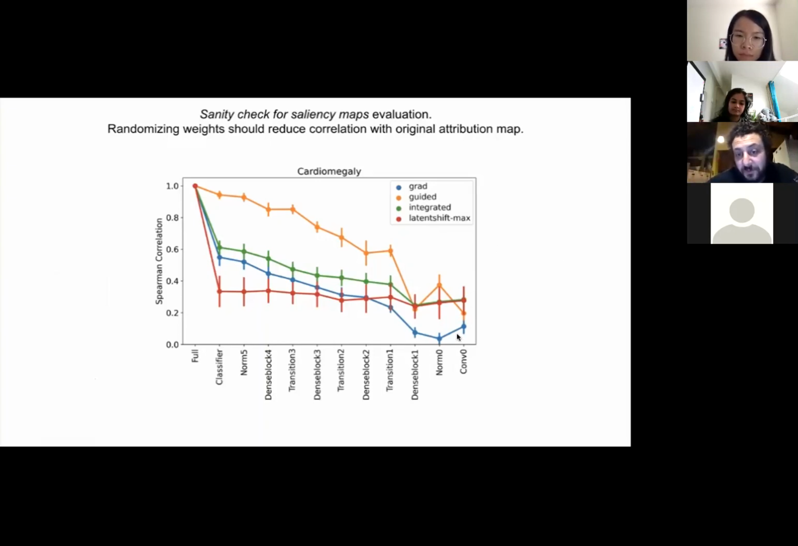So this is a fully randomized model. And you can see there's still a difference, right, between some of these. And then as we go back, we expect more and more correlation, right? But the best outcome for this is that the second you randomize the classifier, everything goes down to 0. That's not the case for any of these methods. But the latent shift method, when you randomize that classifier layer, it goes immediately down. So it's not very well correlated, whereas guided backprop is still pretty highly correlated, which is scary.